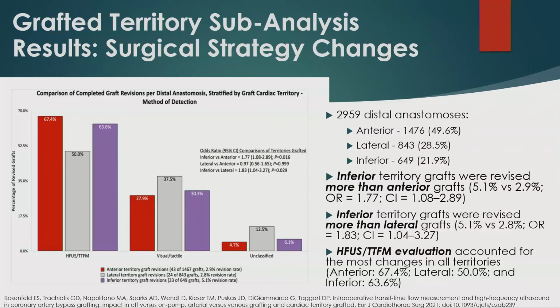In terms of the territory, with over 3,000 anastomoses, over 50% were the anterior wall, about 30% to the lateral, and about 20% to the inferior wall. If you notice, overall graft revisions and surgical changes really didn't change among the group. However, with regard to the inferior territory, compared to both the anterior and lateral wall, there were more graft revisions to this inferior territory, and this was driven by both the use of HFUS and TTFM at a rate of close to 70% over surgeon-experienced tactile or other type of methodology.